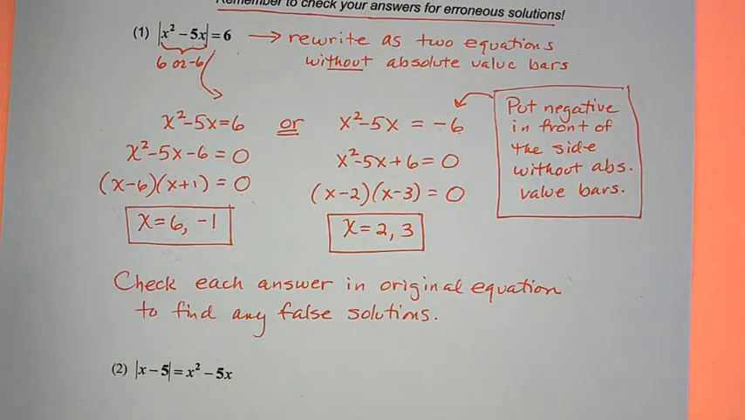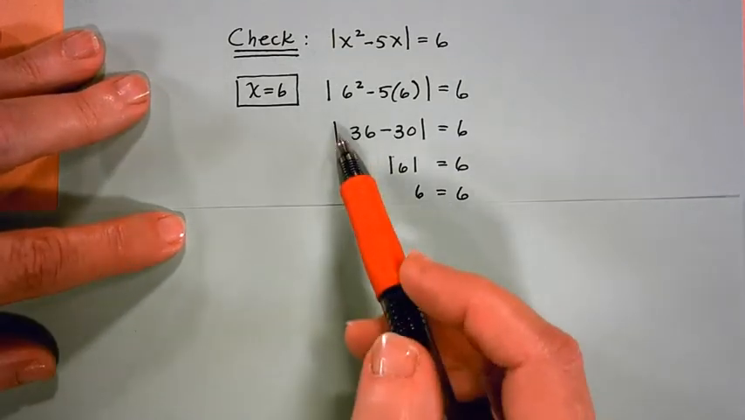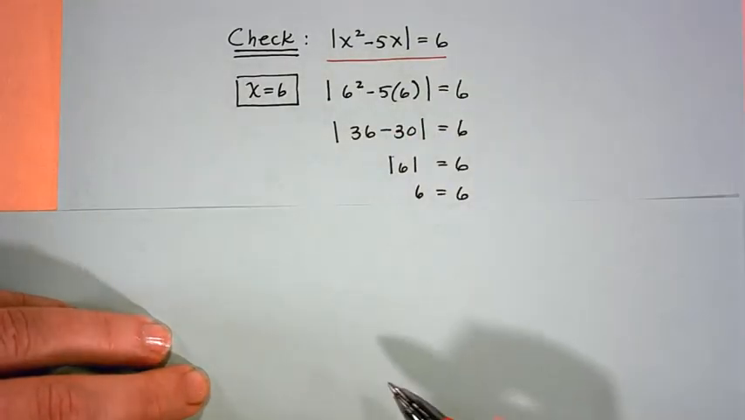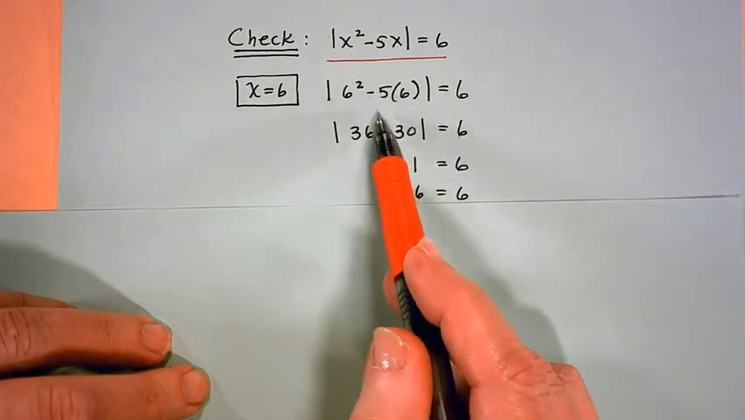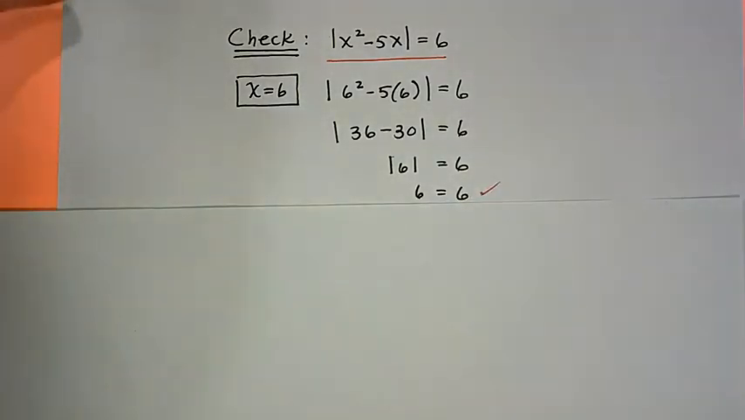All right, I have already done that check, and I'm going to show you how I plugged each of these values, 6, negative 1, 2, and 3, into the original equation. Let's see what it looks like. I'm checking x equals 6. I plugged x equals 6 into the original equation and wanted to see if the left-hand side turned out to be the same as the right-hand side. I got 6 equal to 6, so that checked. X equals 6 was a good answer.